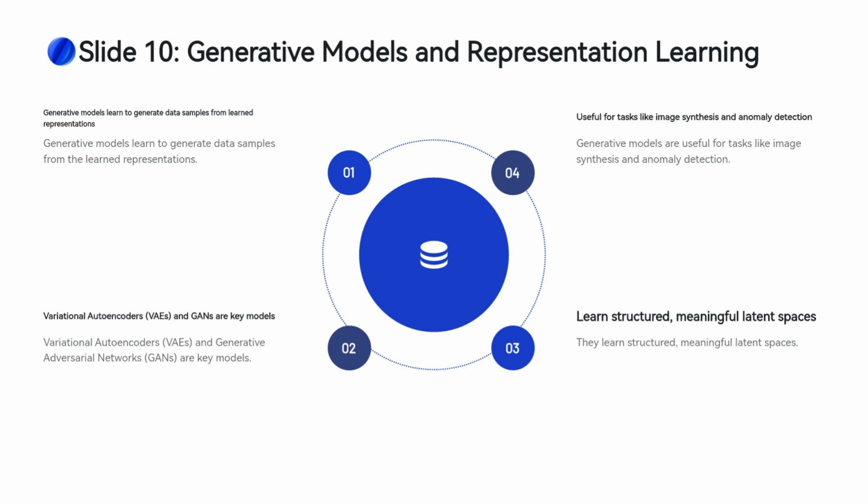GANs take a different approach, involving two networks: the generator, which creates synthetic data, and the discriminator, which distinguishes real from fake data. Through adversarial training, the generator learns to create increasingly realistic data. These generative models are valuable for learning structured and meaningful representations of data that can be used in tasks such as image synthesis, data augmentation, and anomaly detection. By learning the underlying distribution of the data, they can generate realistic samples that resemble the original data.